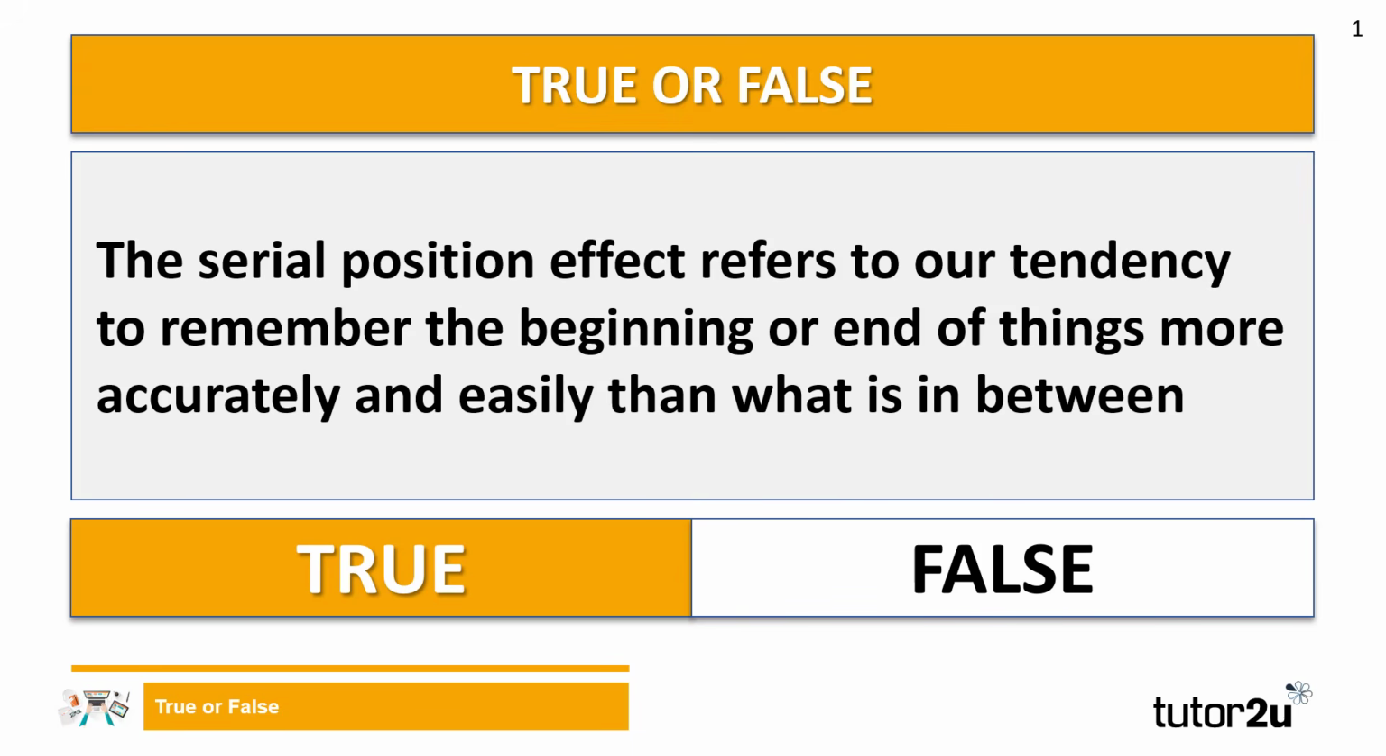Let's have a quick true or false check of your knowledge now. So on the screen, you've got some statements, and all I want you to do is very quickly think about whether you think they're true or false. Of course, it's 50-50. You can guess if you like, but if you're not sure, you've got the option to pause, go to your notes and have a look and see what you think. So here's our first one. The serial position effect refers to our tendency to remember the beginning or end of things more accurately and easily than what's in between. True or false?